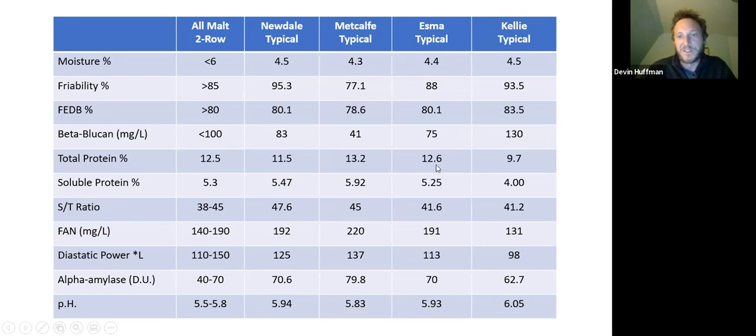Still very close to the Newdale, but that's a consequence of the high protein. So we would probably see a more similar profile to Kelly in a growing year where the protein levels are a little bit lower, more moderate. And then diastatic power, another big difference here. Metcalf, for example, is always really, really hot. High FAN, 220, 137, compared to sub 200 and near the 100 mark for the diastatic power in the European varieties.